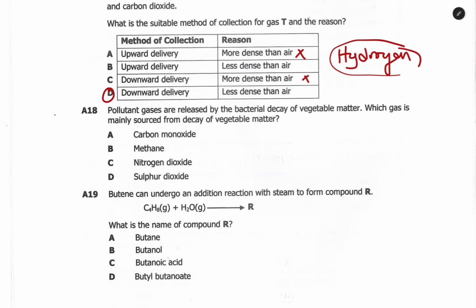Then up to question 18. Pollutant gases are released by the bacterial decay of vegetative matter. Which gas is mainly sourced from decay of vegetative matter? So from decay of vegetative matter or organisms, animals, what is produced is methane. It's produced in small amount.